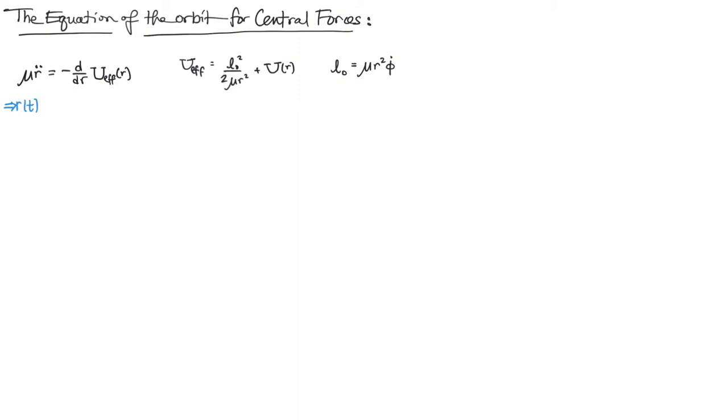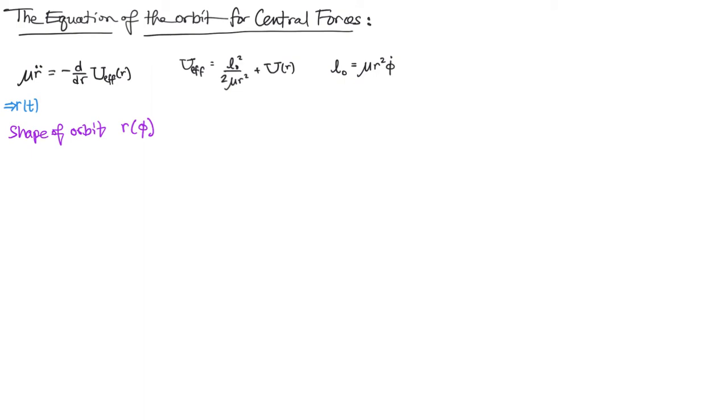For the shape of the orbit, we don't need r of t. If we care about the shape of the orbit, we actually want r as a function of phi, right? How far away are the objects as a function of the angle? And that describes the geometry, and it doesn't worry about the time component.